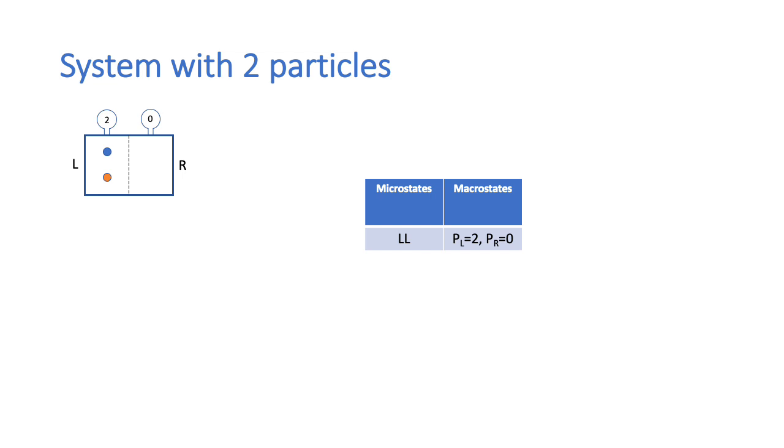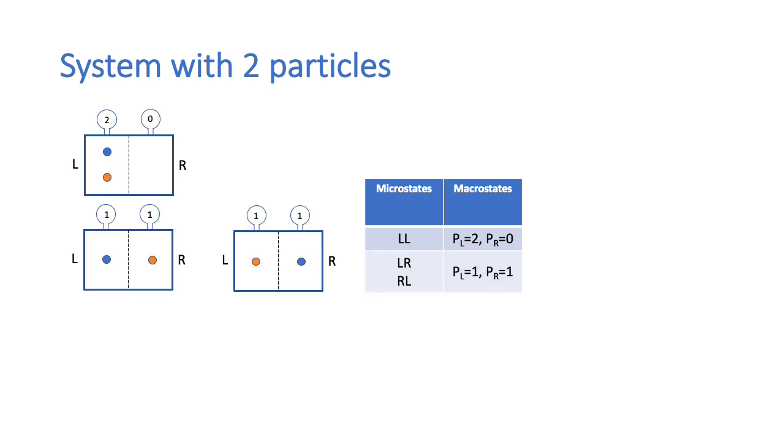So let us list all of this information in a table. And we have 2 columns over here. In the first, we list the microstate, and in the second, we list the corresponding macrostate. So for LL, we have PL equal to 2, PR equal to 0. Now for the 2 microstates, LR and RL, there's only one macrostate, PL equal to 1, PR equal to 1.